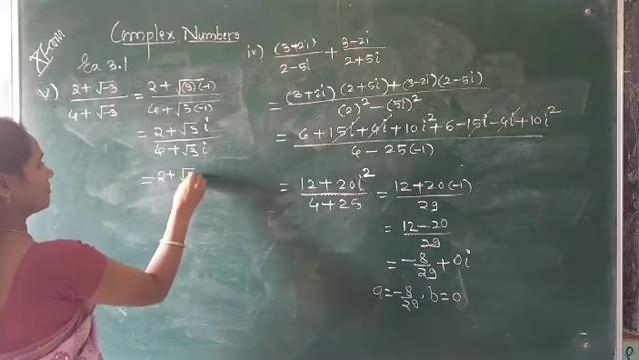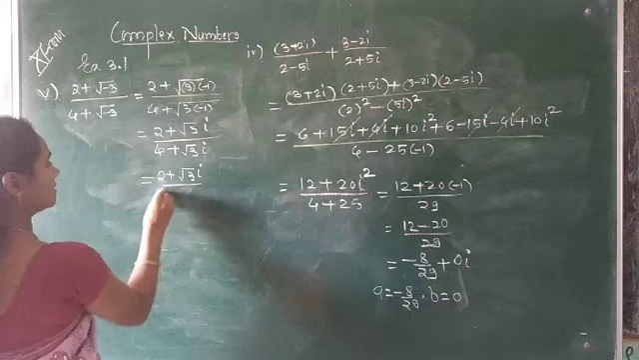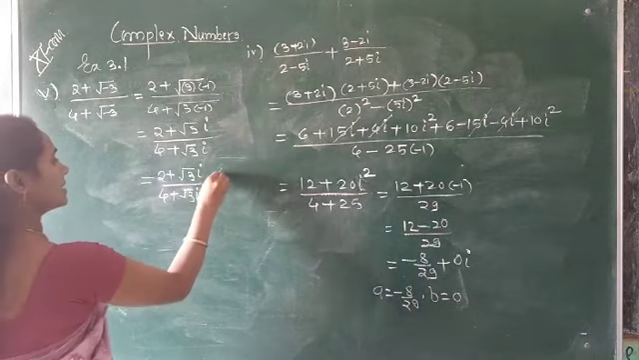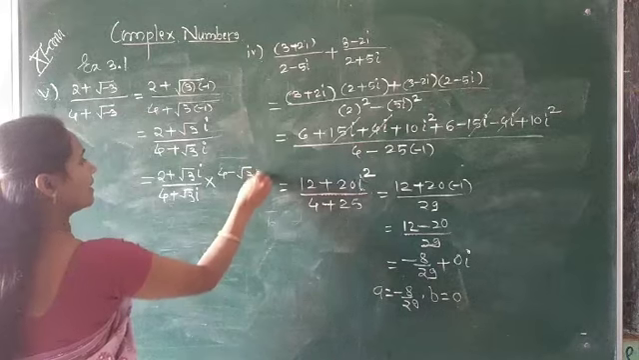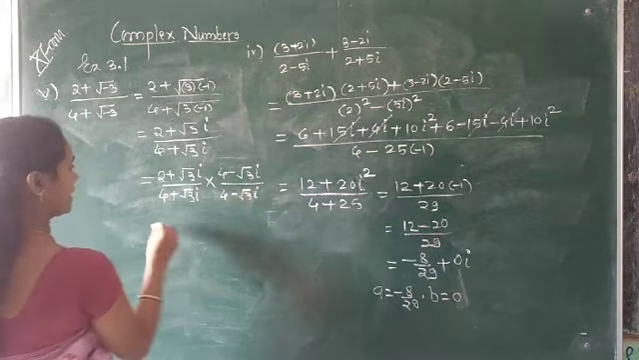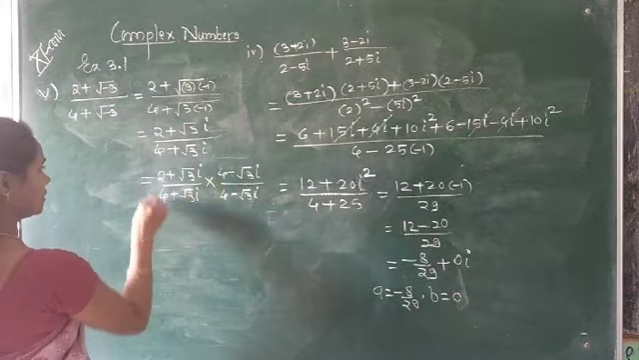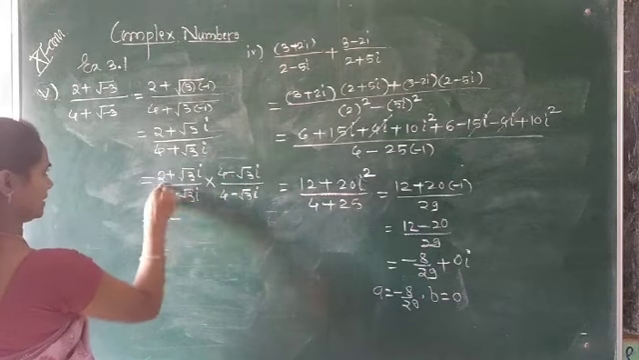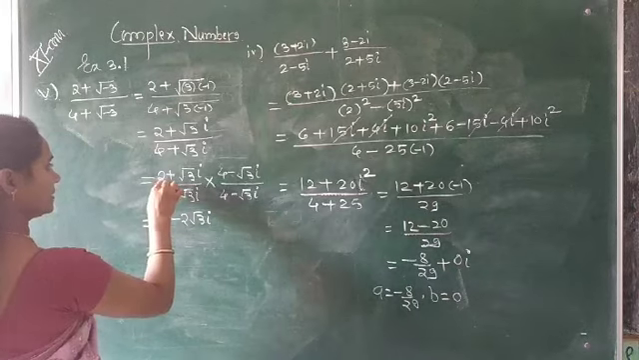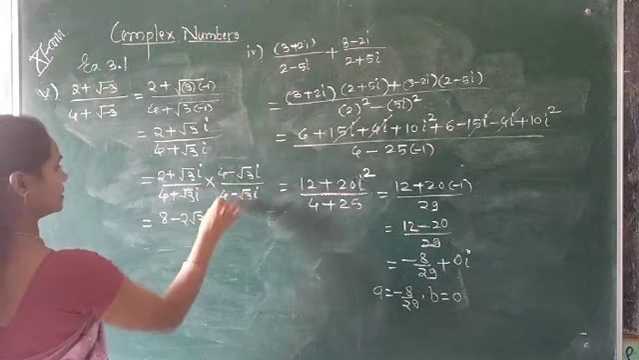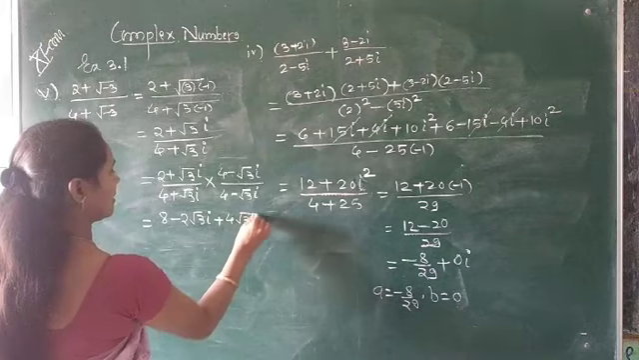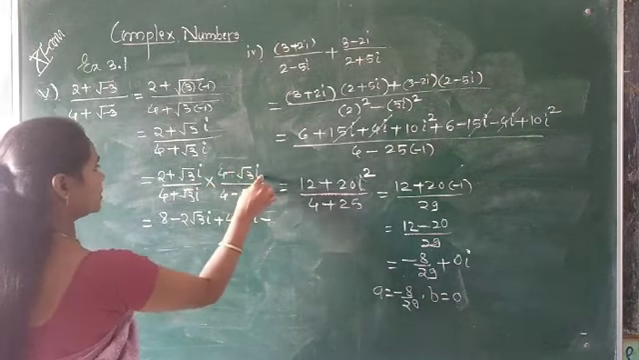So same, divided by 4 plus root 3i. What is the complex conjugate of this? That is 4 minus root 3i divided by 4 minus root 3i. Take the product again. 2 into 4, 8, minus 2 root 3i. Now multiply by 2. Now take the product of root 3i: plus root 3i into 4, that is 4 root 3i, minus root 3i into root 3i.